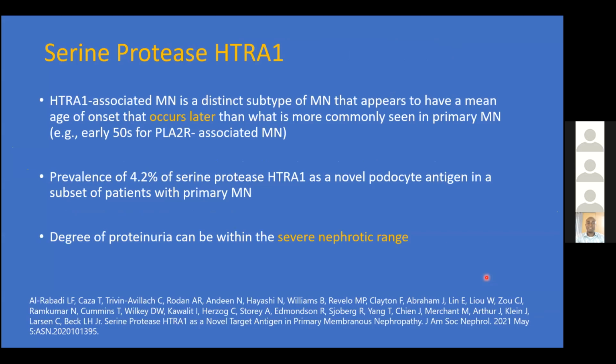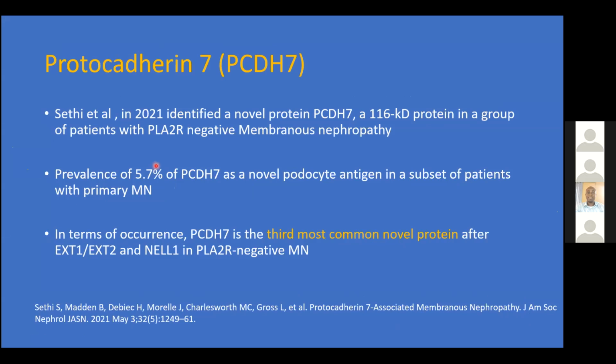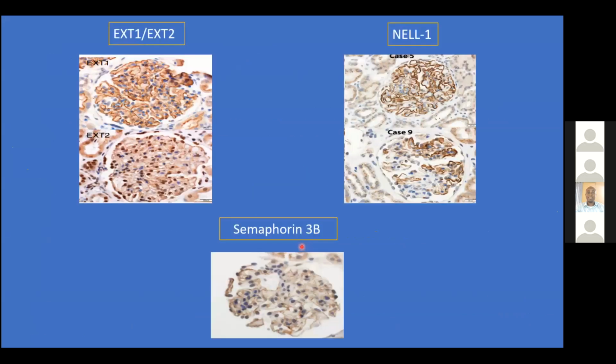Okay, this HTRA1 associated membranous nephropathy is a distinct subtype that appears to have a mean age of onset that occurs later than what is more commonly seen in primary membranous nephropathy. The prevalence documented was 40%, and the degree of proteinuria can be nephrotic range. Protocadherin 7 associated membranous nephropathy documented prevalence is 5.7%. So in terms of occurrence, this is the third most common novel protein after exostosin 1 and 2 and NELL1 in PLA2R negative membranous nephropathy.